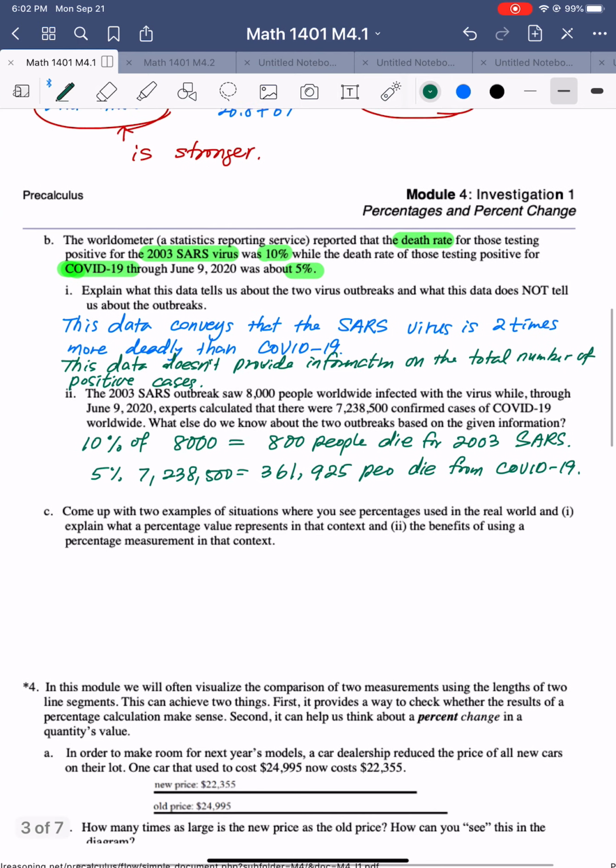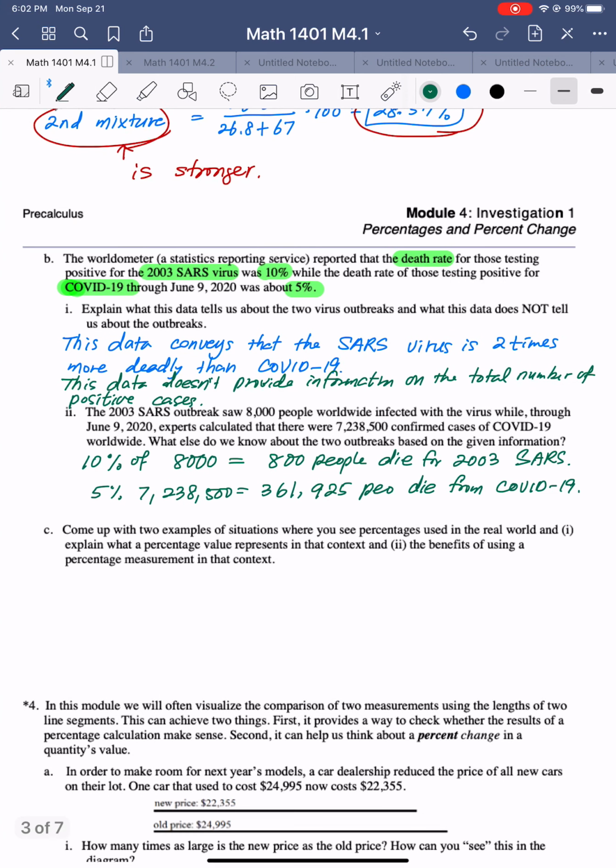As you notice here, even though SARS has a 10% death rate and COVID-19 a 5% death rate, COVID-19 had a lot more people die from it. So this is a lot bigger.